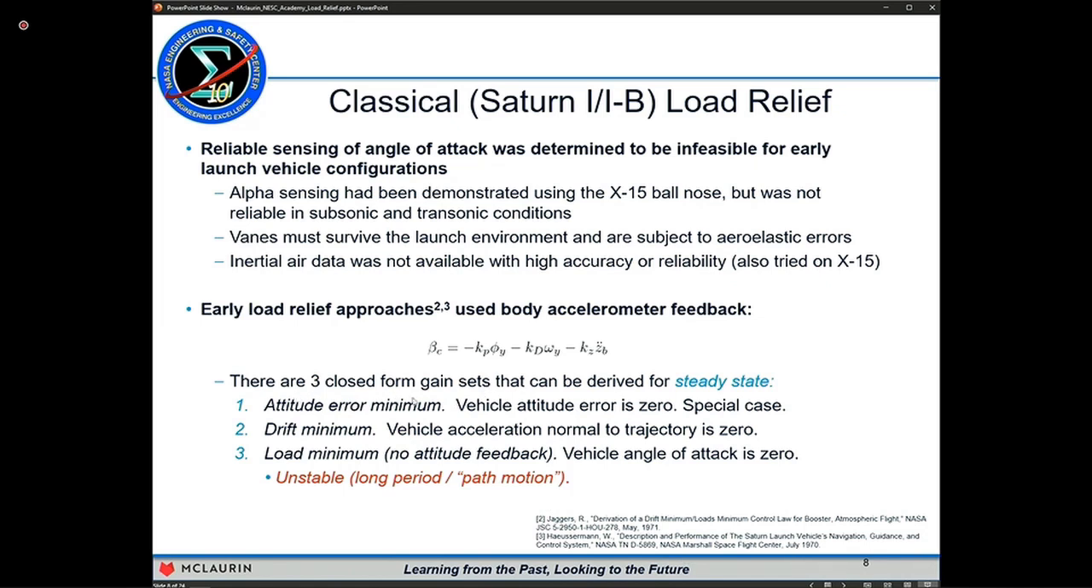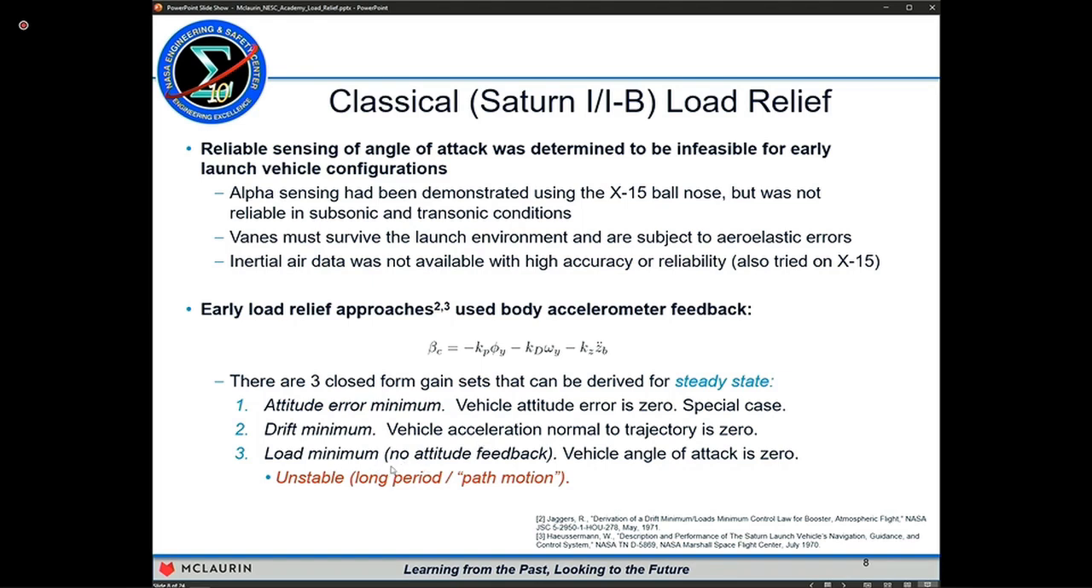There are essentially three closed form gain sets that can be derived using the final value theorem for simplified launch vehicle transfer functions for steady state, of course. There's attitude error minimum gain, and I'll go through these with a bit of a cartoon here in just a second. In this case, the vehicle attitude error is 0. This is essentially a special case, very similar to that drift minimum condition. There's the drift minimum condition where the vehicle acceleration normal to the trajectory is 0 in the steady state.